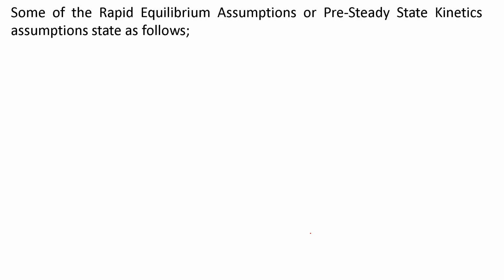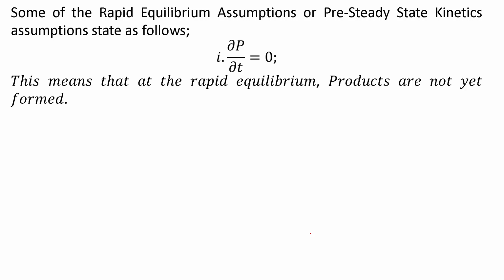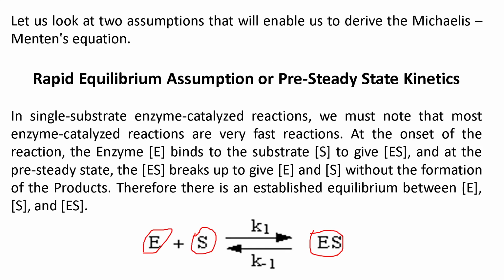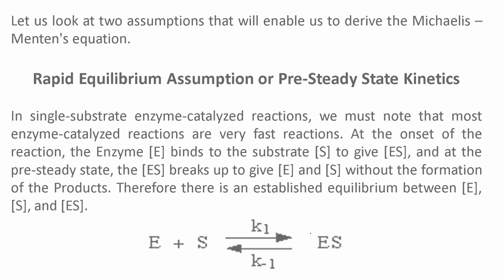Now, some of the rapid equilibrium assumption or pre-steady state kinetic assumptions are as follows. Number one assumption we make under this rapid equilibrium assumption is that change in P per time is equal to 0. In other words, we are saying that products are not yet formed. So the reaction is still battling with your E plus S giving you ES. ES is not broken down to form the product, rather ES is broken down to form E and S.